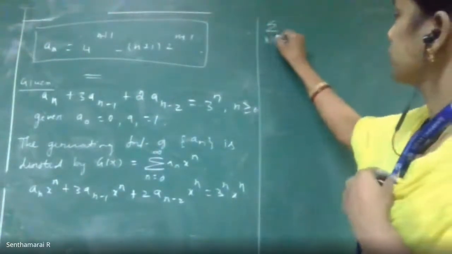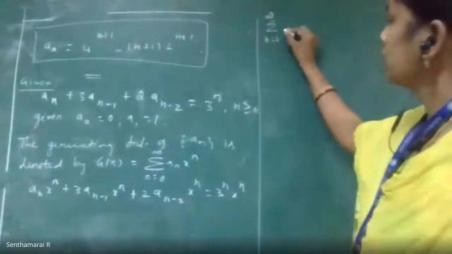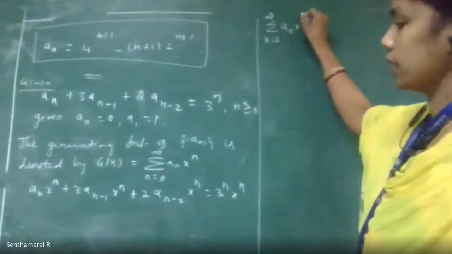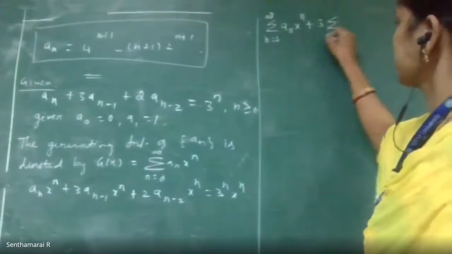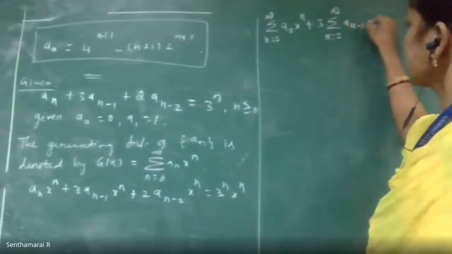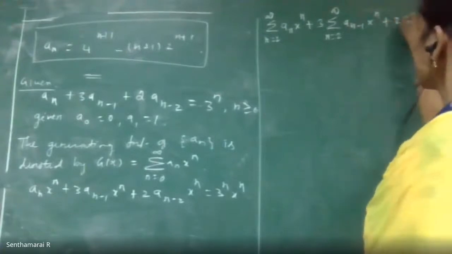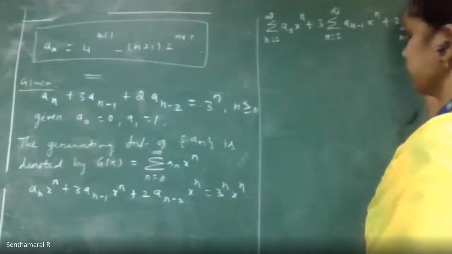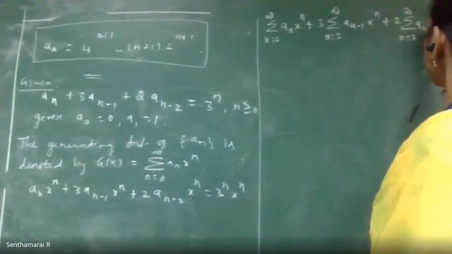Summation over n equal to 2 to infinity a_n x^n plus 3 into summation over n equal to 2 to infinity a_{n-1} x^n plus 2 summation n equal to 2 to infinity a_{n-2} x^n.